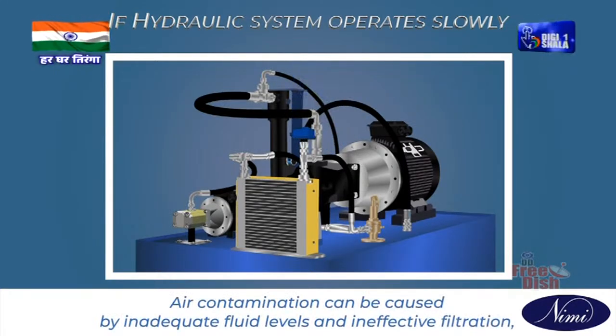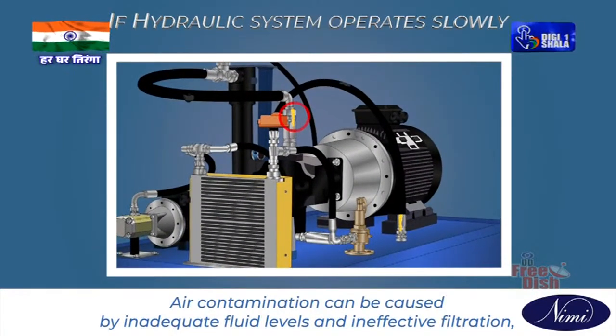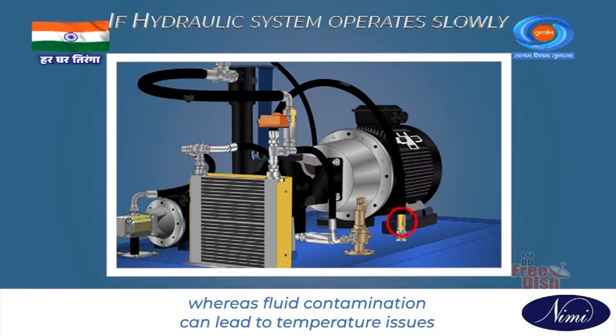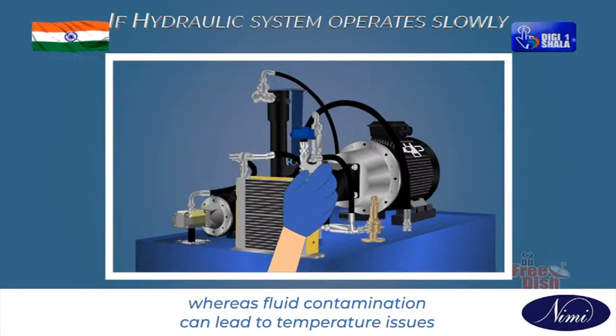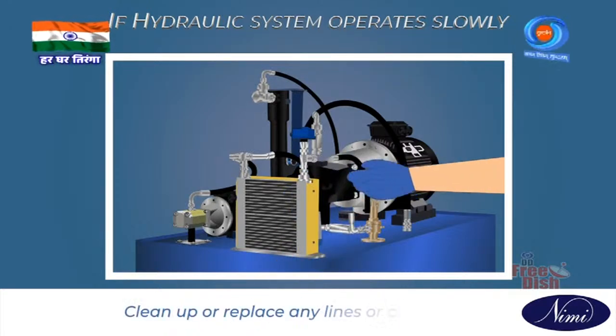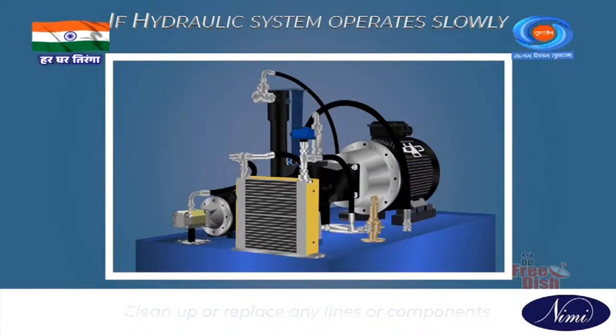Air contamination can be caused by inadequate fluid levels and ineffective filtration, whereas fluid contamination can lead to temperature issues. Limits on filters or lines: clean up or replace any line or components.